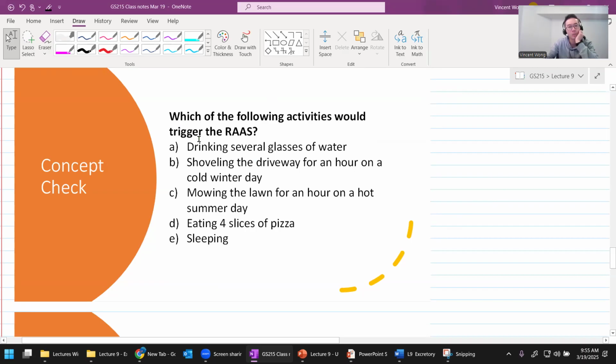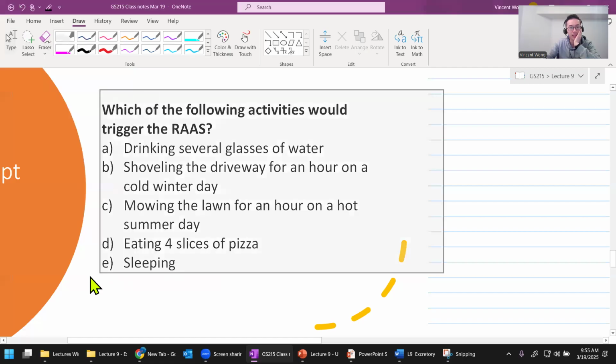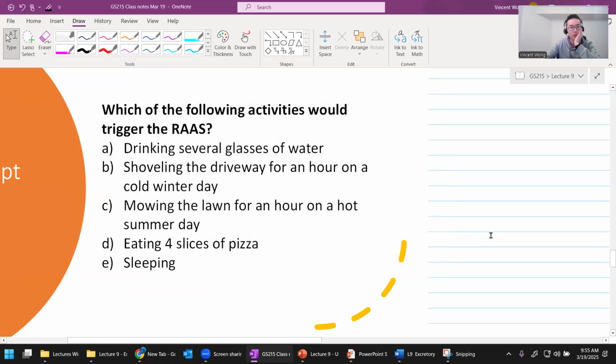Which of the following activities would trigger RAS? So think about it. RAS is needed to bring the blood pressure back up. The trigger for RAS is dehydration or blood loss, anything that would lower your blood pressure. So let's take a look here and see which one will trigger RAS. Okay, drinking several glasses of water, that's fine. If anything, you're rehydrating yourself. That's not going to be a problem.